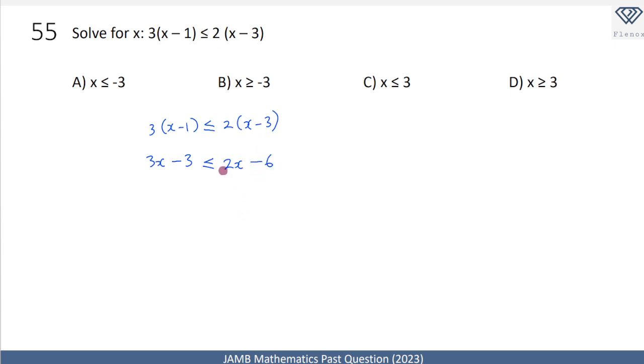So we collect like terms. We bring the x terms to the left hand side. So 2x, when we bring it over here, becomes minus 2x, and the right side is minus 6. And we bring this minus 3 to the other side, plus 3. Now 3x minus 2x is x, less than or equal to minus 6 plus 3, which is minus 3. So the result is x is less than or equal to minus 3, and that makes option A the correct option.